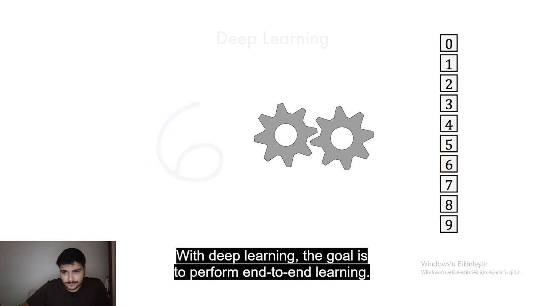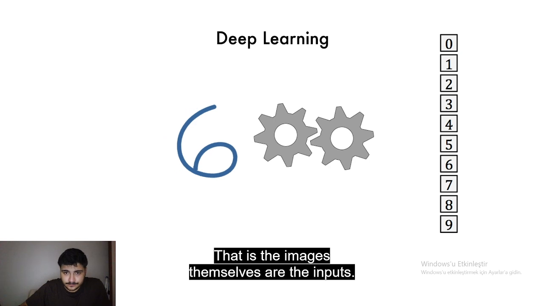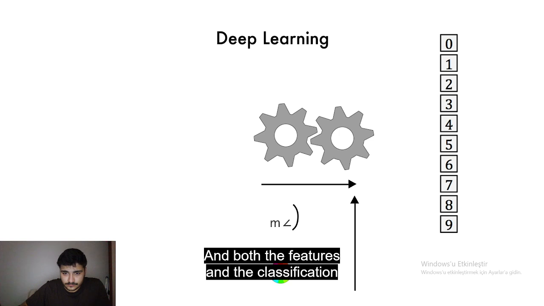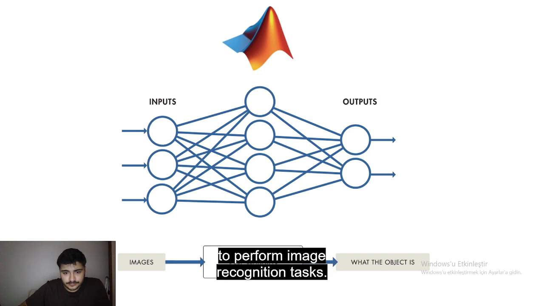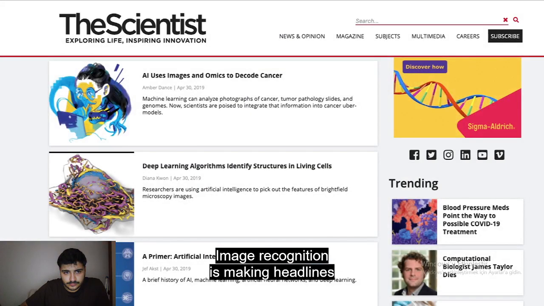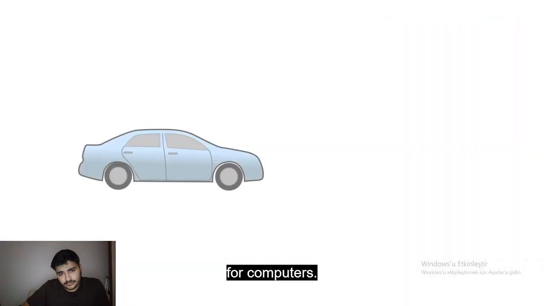With deep learning, the goal is to perform end-to-end learning. That is, the images themselves are the inputs, and both the features and the classification are learned directly from the images. This course focuses on using deep neural networks in Matlab to perform image recognition tasks. Image recognition is making headlines because it's easy for humans, but traditionally very hard for computers.